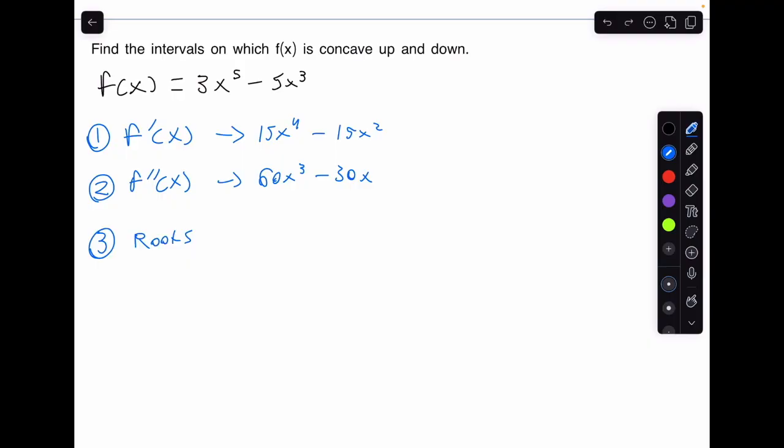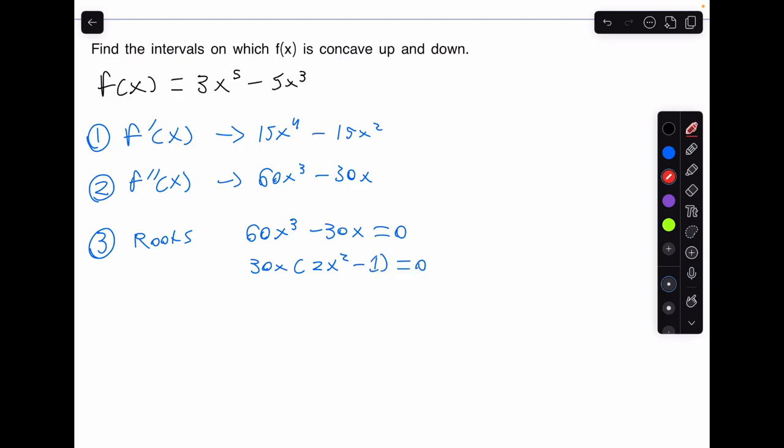So you can find the roots we're looking for by setting the second derivative equal to 0 and factoring. So 60x cubed minus 30x is equal to 0. I'm going to factor out a 30x. That gives us 30x, and then in brackets, we have 2x squared minus 1. And that's all equal to 0.